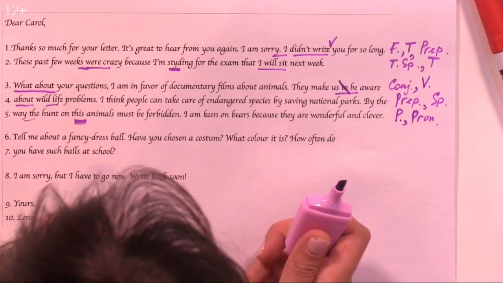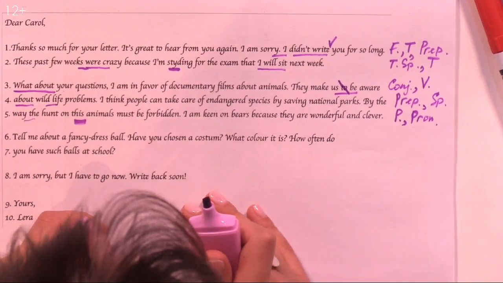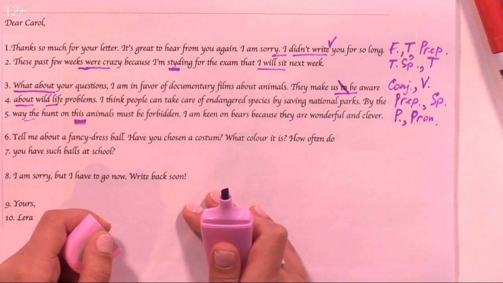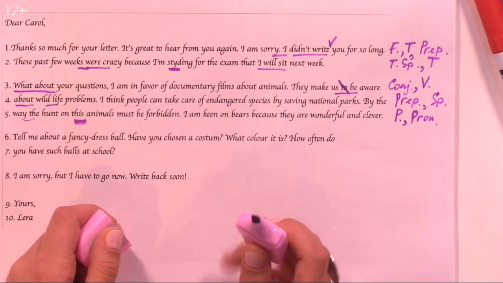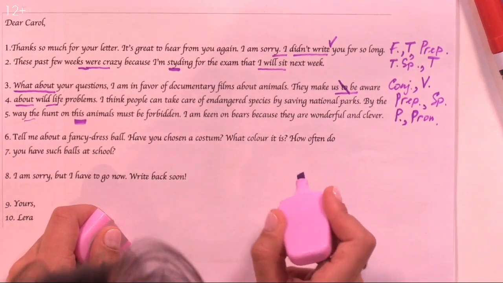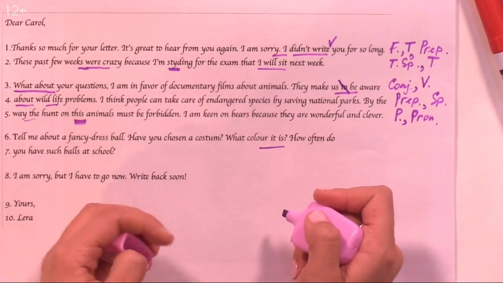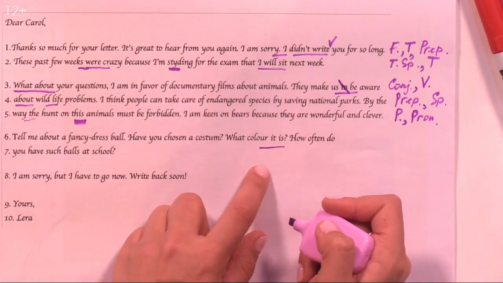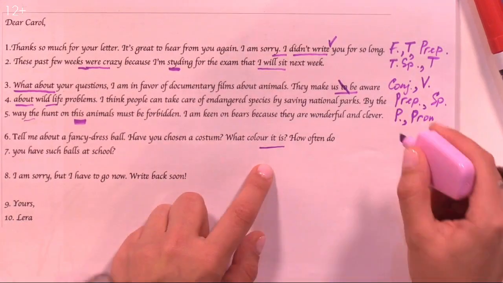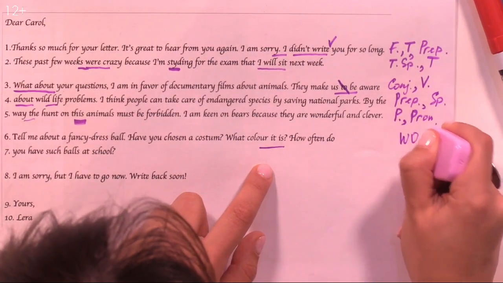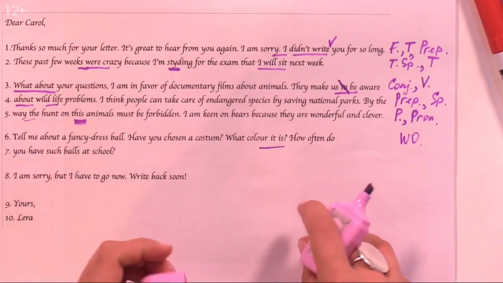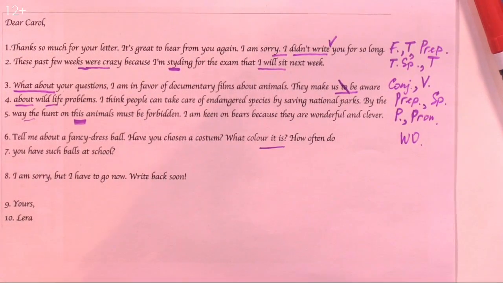Tell me about a fancy dress ball. Have you chosen a costume? What color it is? Now, what problem is here? This is a mistake in the word order, right? Word order. How often do you have such balls at school? I'm sorry, but I have to go now. Right back soon, yours, Lera.